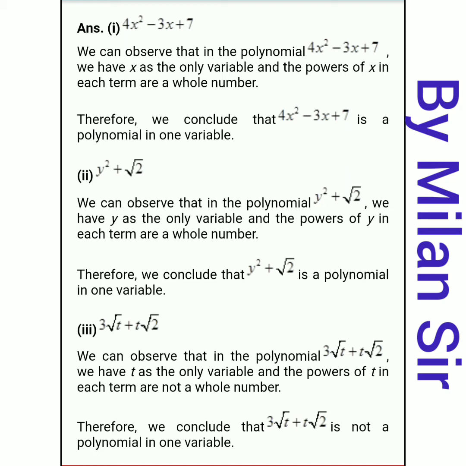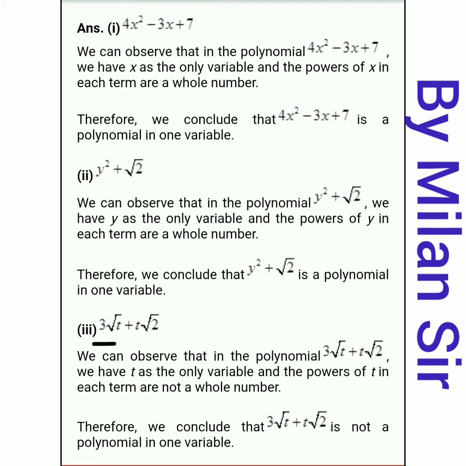Second question, y square plus under root 2. Here we also have one variable, y, and the exponent of that variable is 2. It is a positive integer, right? So here we have one variable and the exponent is a positive integer. So again our answer is yes, this is a polynomial in one variable, right?